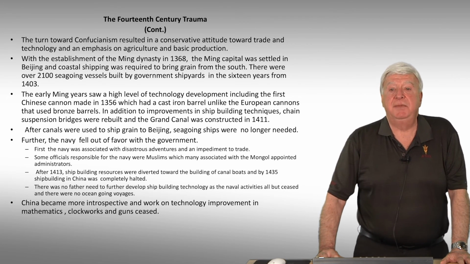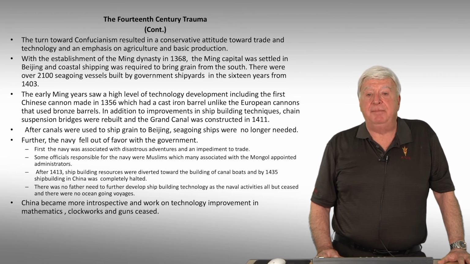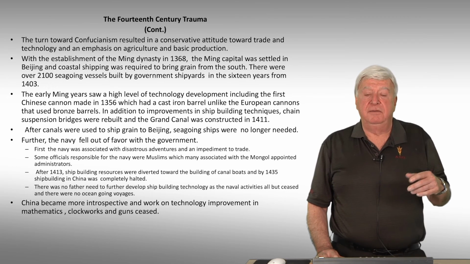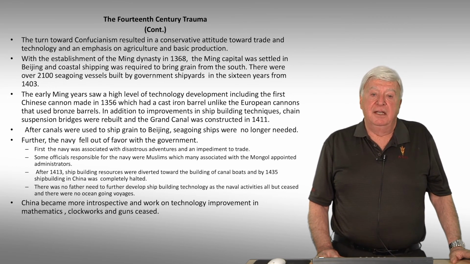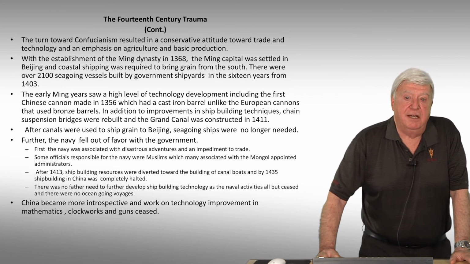With the establishment of the Ming dynasty in 1368, the Ming capital was settled in Beijing, and coastal shipping was required to bring grain from the south. There were over 2,100 seagoing vessels built by the government.